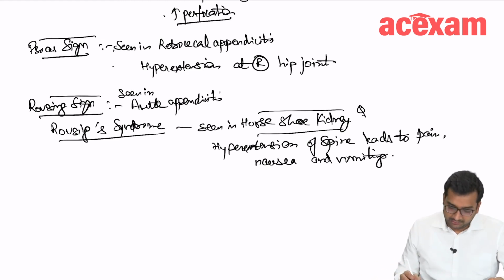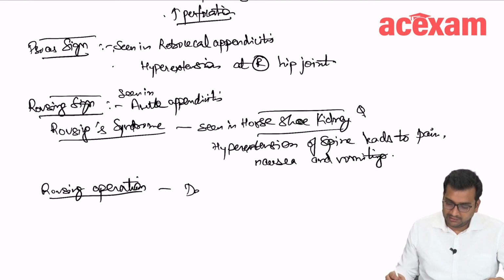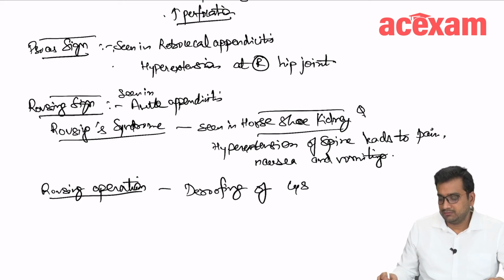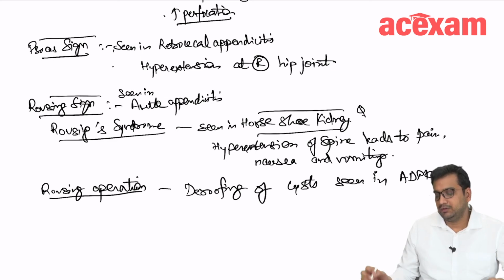And what is Rovsing's operation? It is deroofing of cysts seen in autosomal dominant polycystic kidney disease, ADPKD.